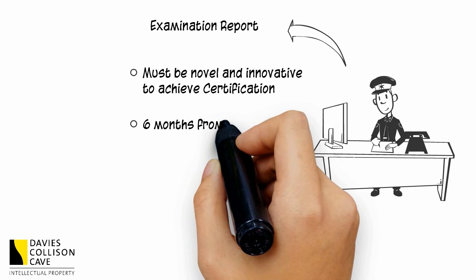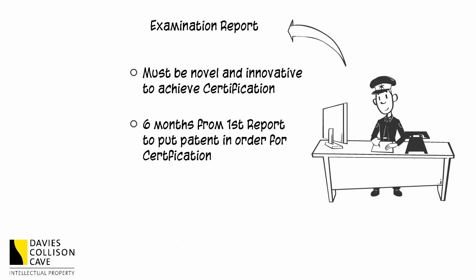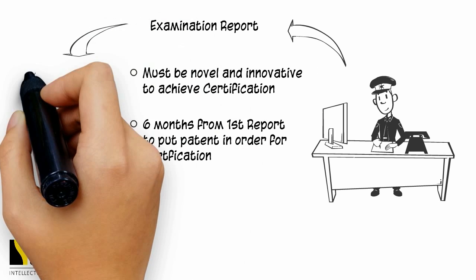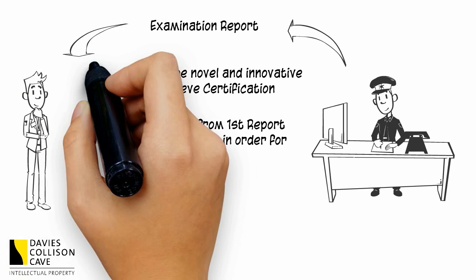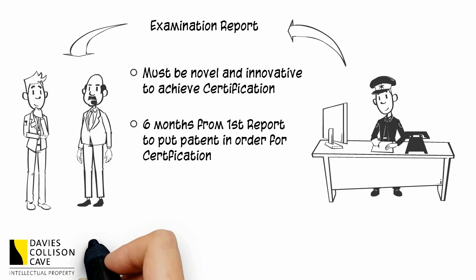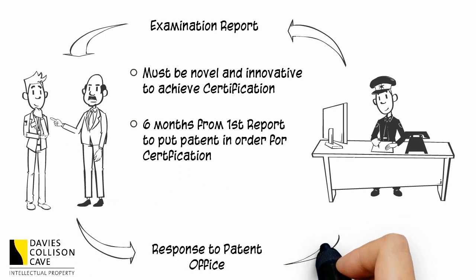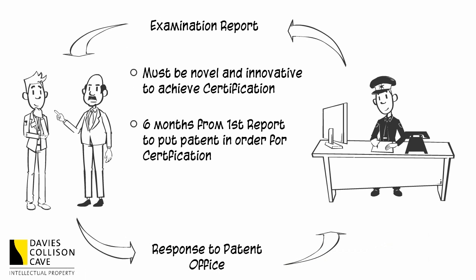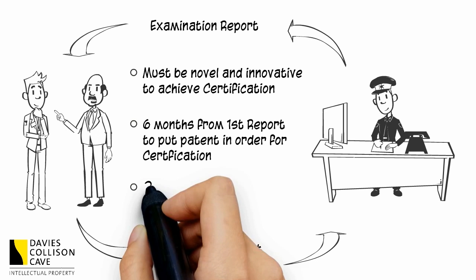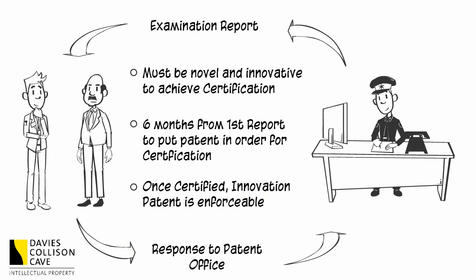From the date the first examination report is issued, you will have 6 months to put your innovation patent in order for certification. This may involve several responses to the Patent Office. Once the scope of your patent is settled, such that it meets the threshold criteria for patentability, your innovation patent will be certified. Your innovation patent is then enforceable.